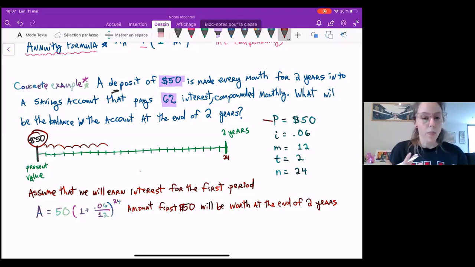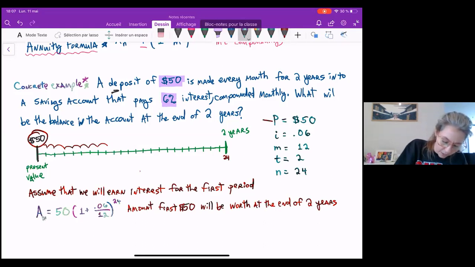Okay, so that's 50 times 1 plus 0.06 over 12, because that 6% is being distributed over the course of a year, and we're compounding 12 times over the year. And then how many times is this compounding happening? 24 times. So I'm going to call this A sub 24. And that first $50, that's how much it's worth.